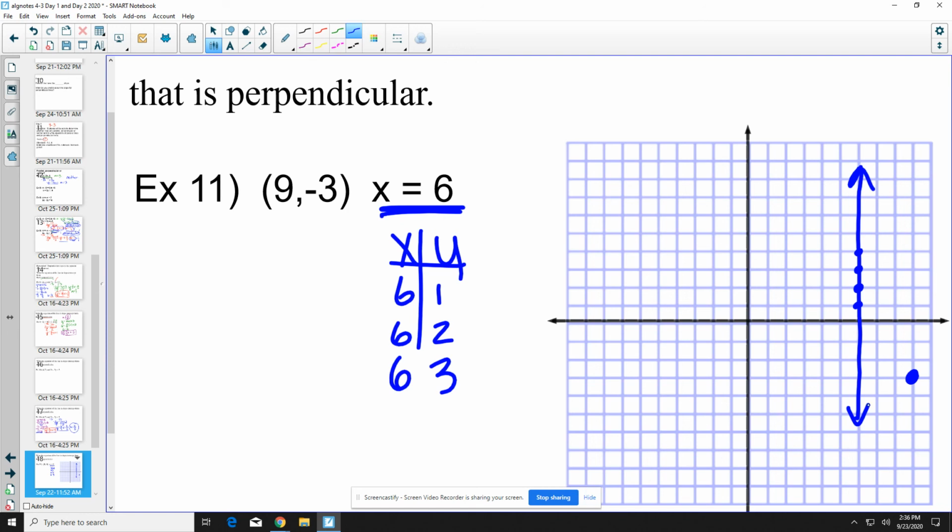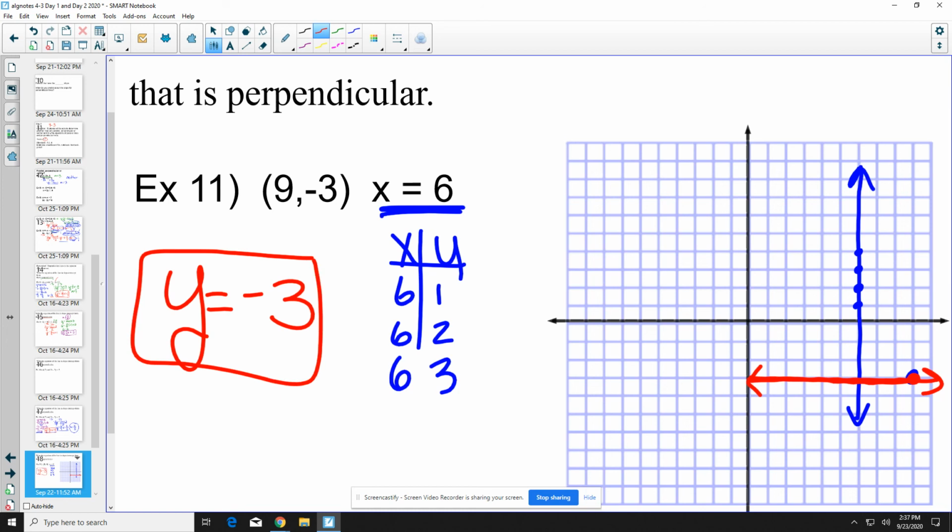Well, I want the equation of the line that's perpendicular to it. That means they intersect and make what kind of angles? Right angles. Yeah, look, this is the line that's perpendicular, and it goes through the point 9, -3. But what's the equation of that line? Look, notice your y values are all the same. What is your y value every time? Of all those points on that line, y always equals -3. This would be your equation, because those two lines would intersect and make right angles. They're perpendicular, and it goes through the point 9, -3.